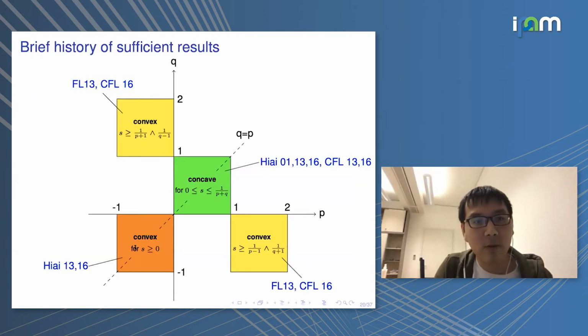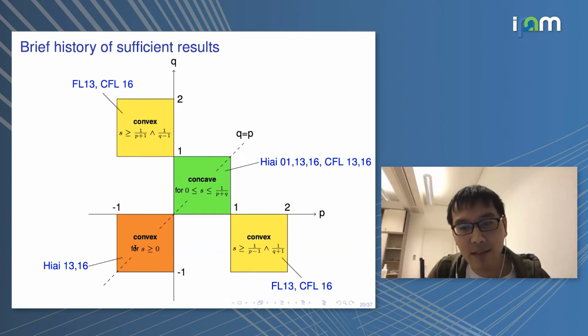So this is a very brief history of important progress on proving the conditions to be sufficient. Certainly, many people's names are missing here, so I feel very sorry about that.